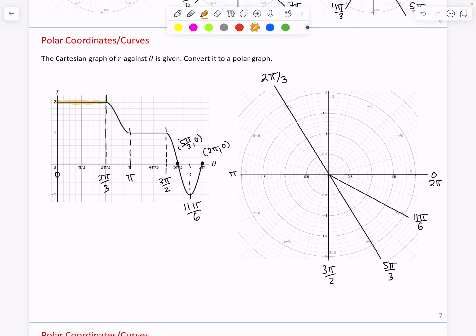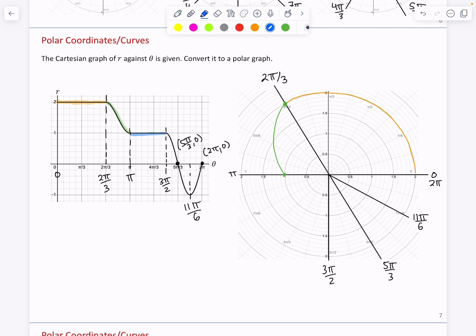I'm going to focus first on this portion of our rectangular curve highlighted in orange. As theta varies from 0 to 2 pi thirds, sweeping out this portion of our polar graph, the r remains a constant 2. Thus we get a portion of a circle being drawn as theta varies because the radius stays constant at 2. Next, let's do this green portion of the Cartesian graph, where between 2 pi thirds and pi, as we sweep out this portion of our polar grid, we expect the r to decrease from 2 down to 1, producing something like this.